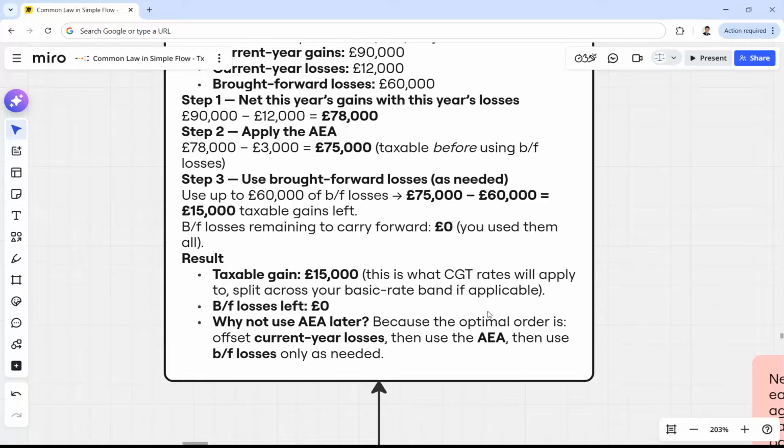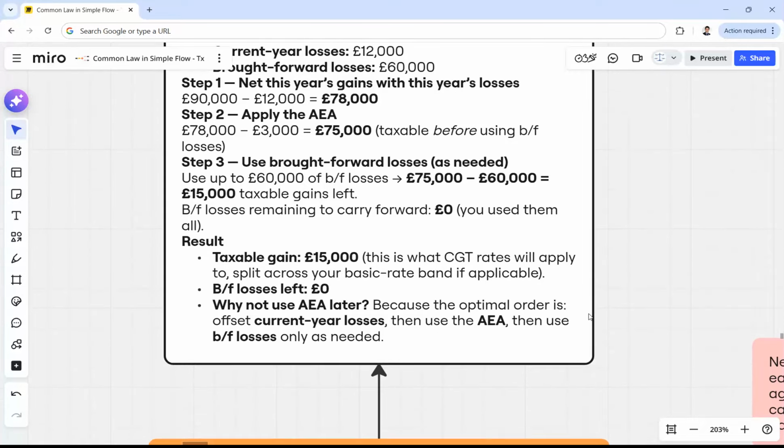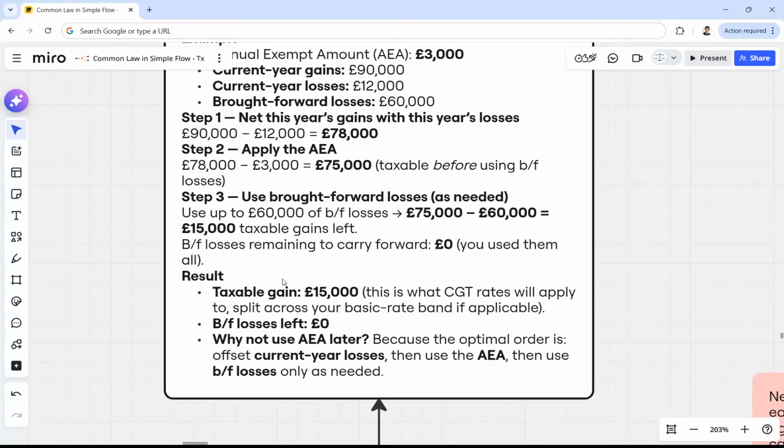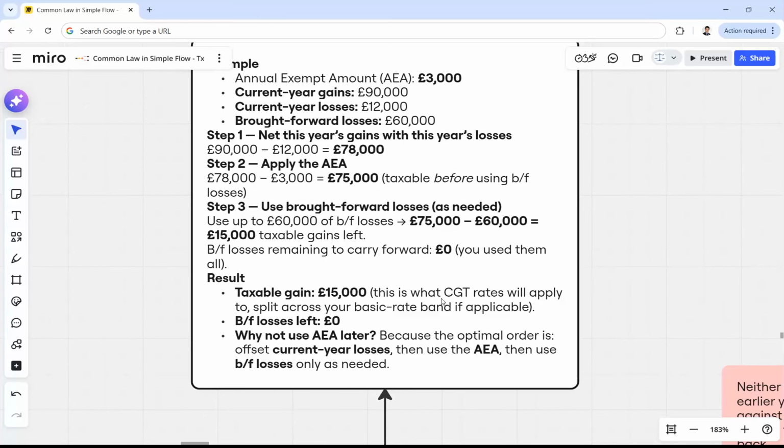Why not use AEA later? Because the optimal order is: offset current year losses, then use the AEA, then use brought forward losses. So the first thing that we offset will be our current year losses, and only after that we are taking out the AEA. Why is this done?